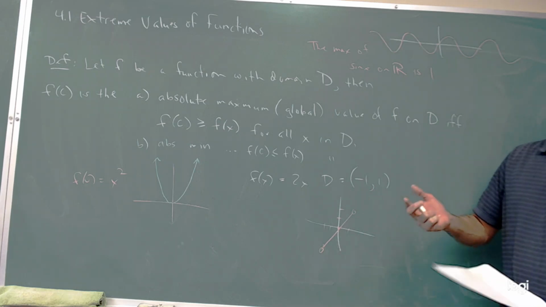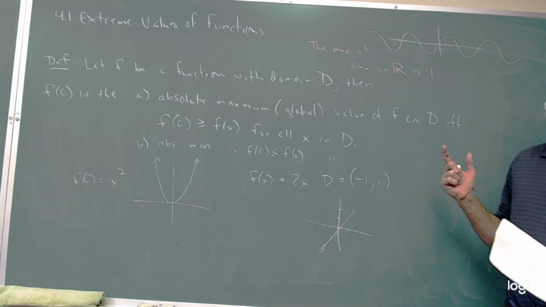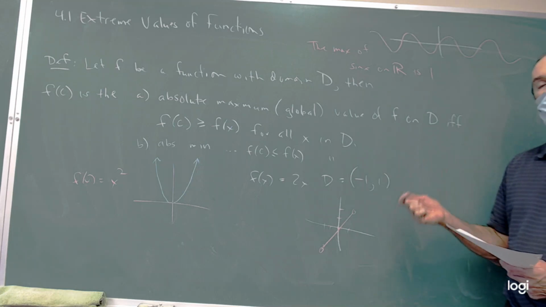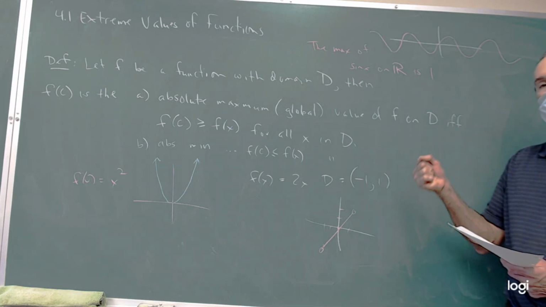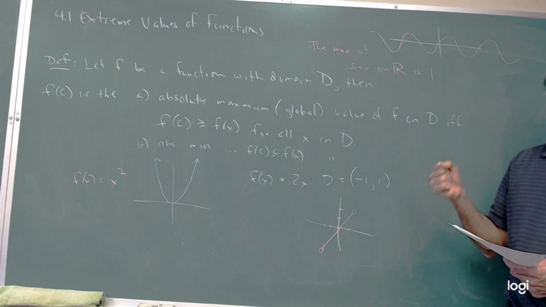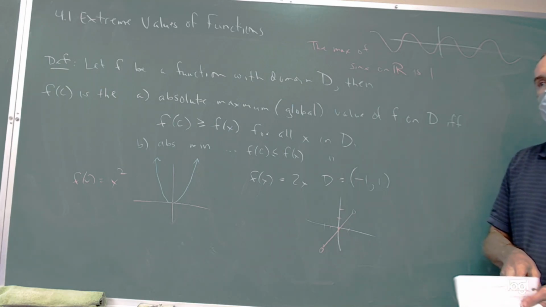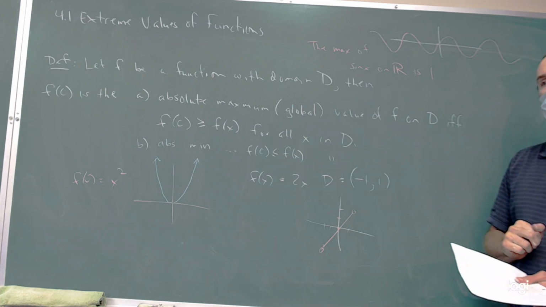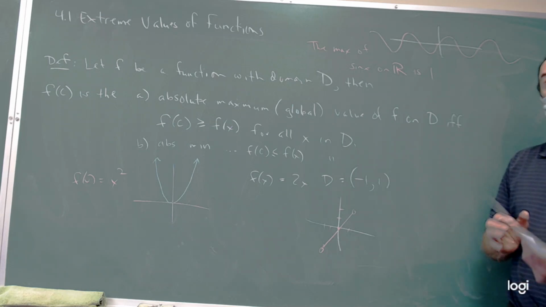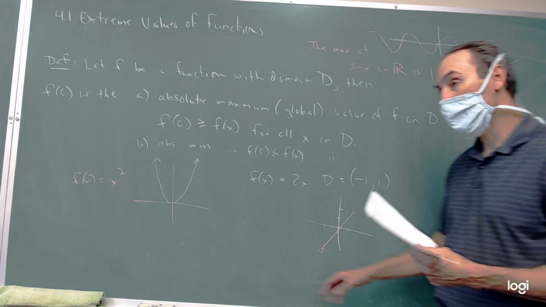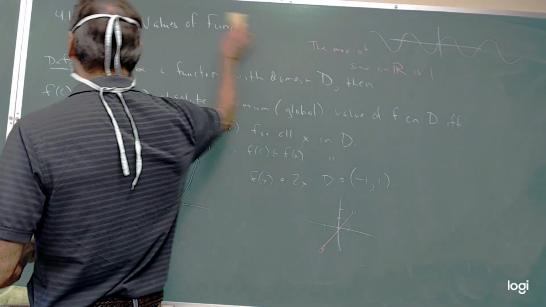So the question comes up, what conditions do you need to guarantee that a function will have an absolute maximum and an absolute minimum?